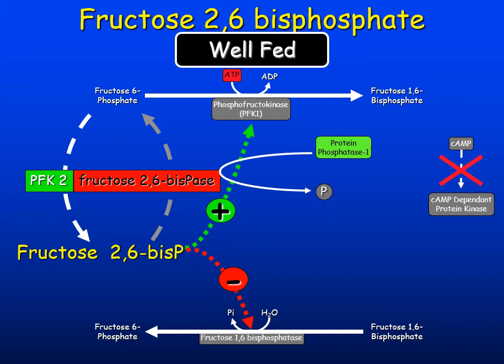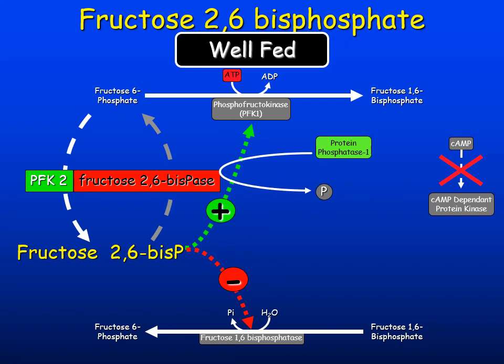In addition to that, we'll also have active protein phosphatase 1. So this will dephosphorylate our bifunctional enzyme. And this means that the PFK2 half is active and the fructose 2,6-bisphosphatase half is inactive. So we are actively making fructose 2,6-bisphosphate. And of course, that's the most potent stimulator of PFK1 and the most potent inhibitor of fructose 1,6-bisphosphatase. So in effect, we get stimulated glycolysis and we also get inhibited gluconeogenesis.